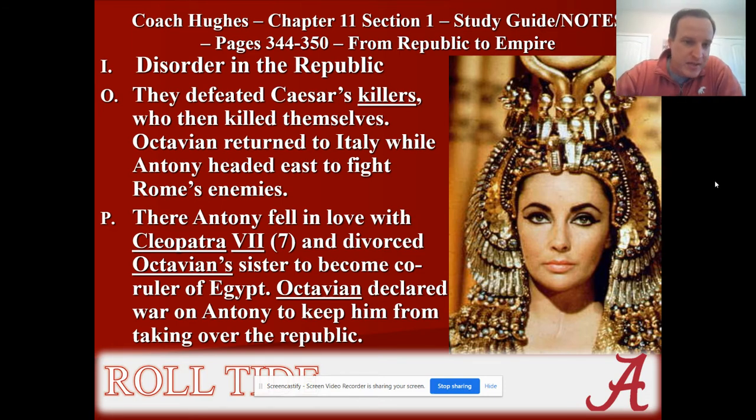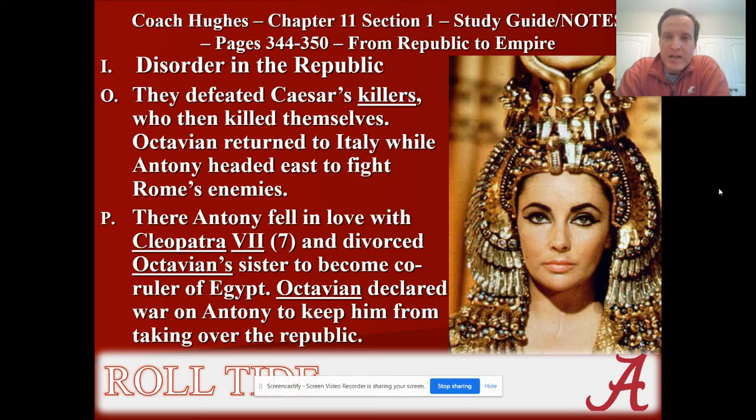Now, Octavian returns to Italy. Mark Antony, after the killers are taken care of, heads east to fight Rome's enemies, because as this civil war goes on, they don't want to forget Rome does have enemies outside of Rome itself. Lepidus, kind of like what happens to Crassus in battle in the first triumvirate, is basically taken out and killed. So it comes down to Mark Antony and Octavian. Now, side story.